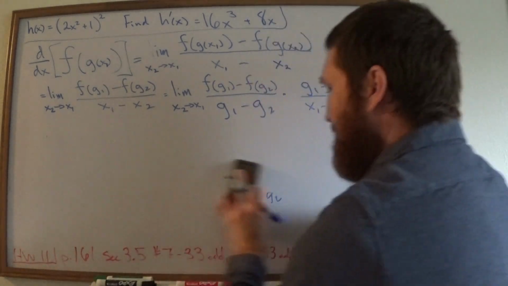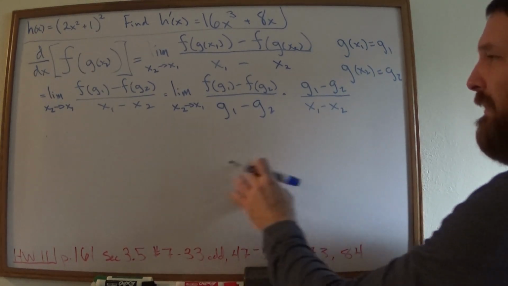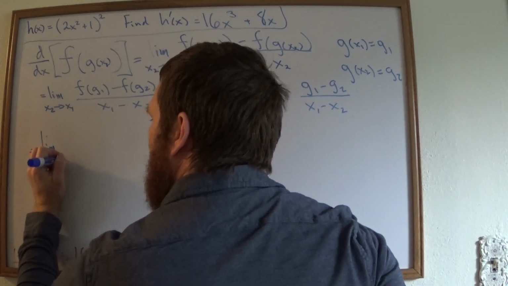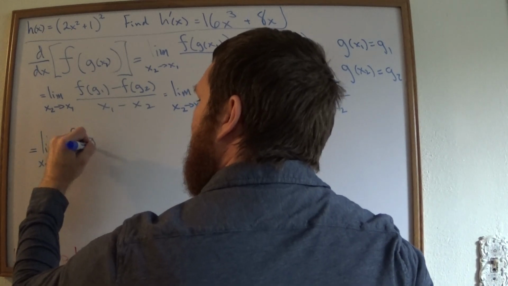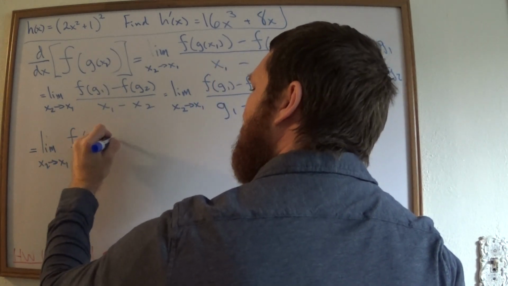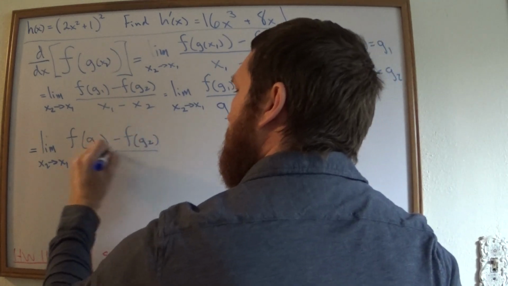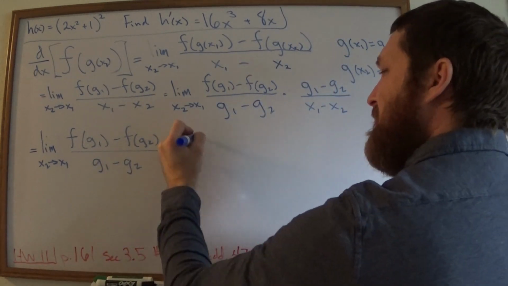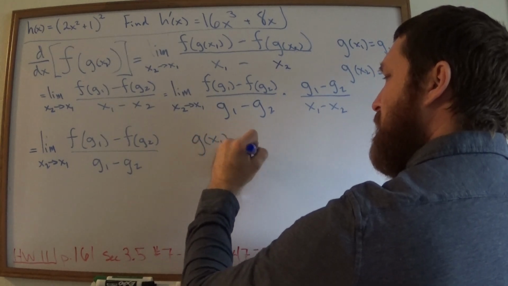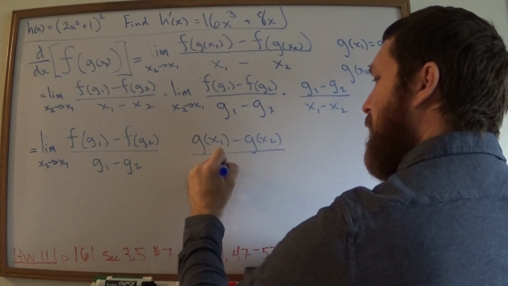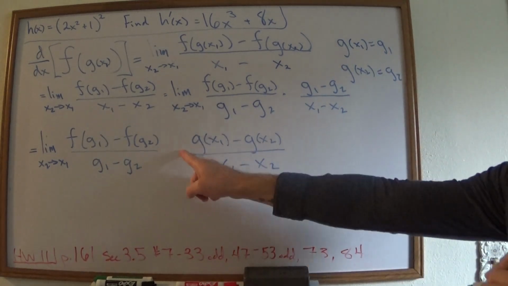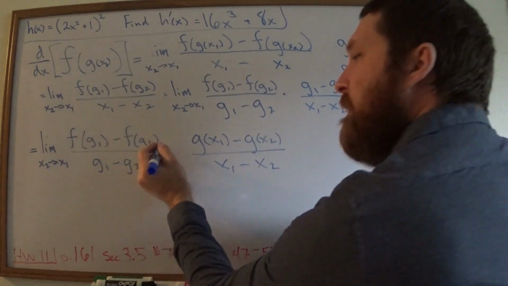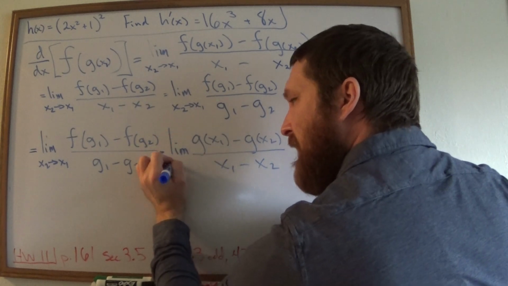I shouldn't have erased it in the first place. I probably shouldn't have done all this g1, g2 stuff. Really, and I'll be very explicit here, just in case. So the limit as x2 goes to x1 of f of g1 minus f of g2 over g1 minus g2, times this stuff, which is g of x1 minus g of x2 over x1 minus x2. These are multiplied together. So the limit of a product is the product of the limits. Yeah?